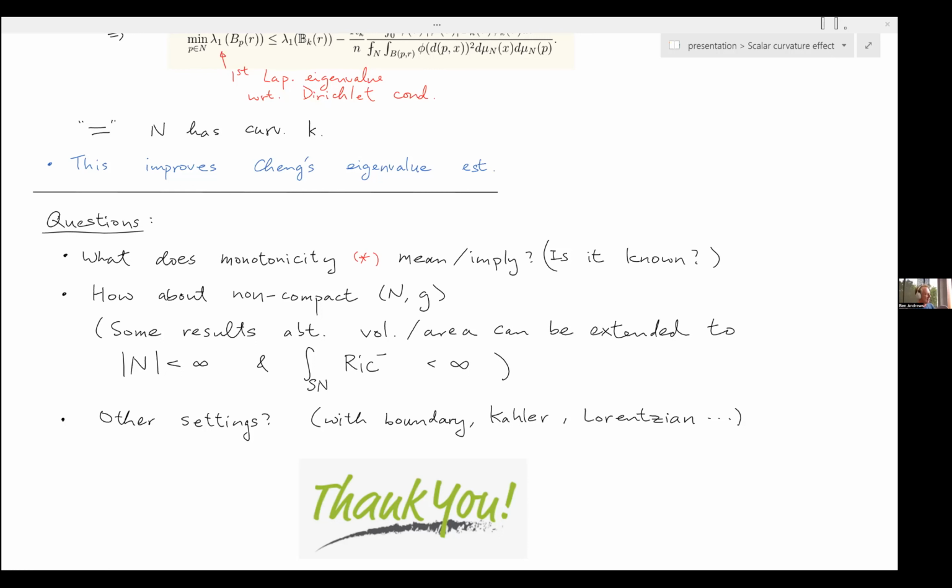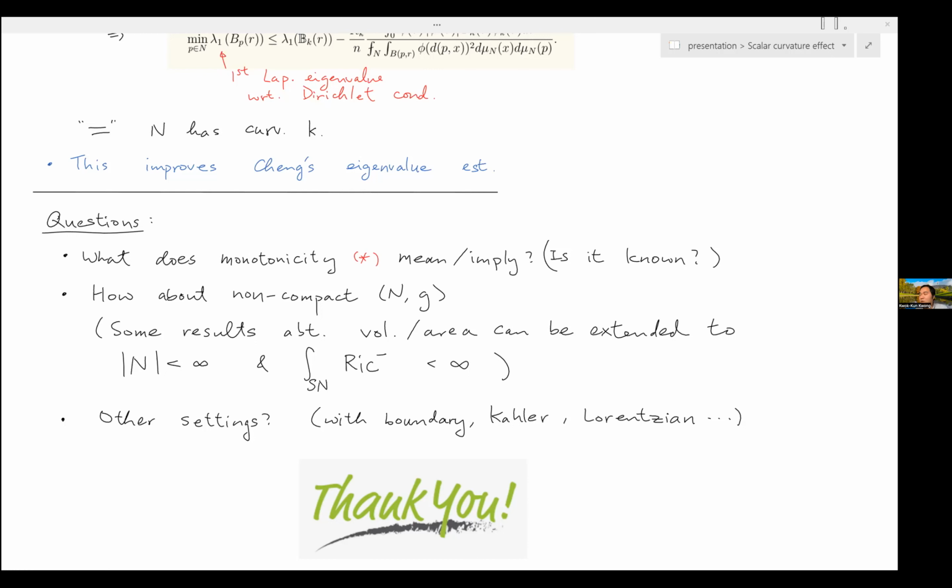I guess in that case, it seems likely the average might be zero, but maybe you would need some more information about the decay rate or something. So if the scalar curvature is L1, which the positive mass theorem usually assumes, then of course the average is zero. But there may be some other cases.